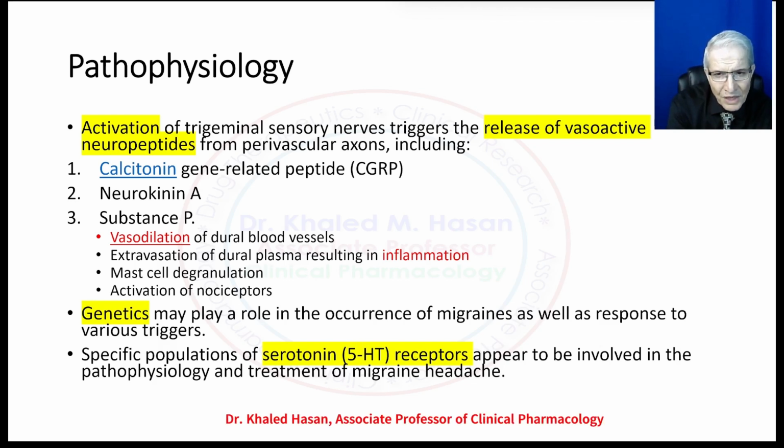Some genetic factors may play a role in migraine and in the response to the various triggers. Some people may be sensitive to some of these triggers, and other people to different triggers. We're going to speak about the triggers of migraine. Then we have the specific type of receptor responsible for migraine. This receptor is called the serotonin 5-HT receptor. We are going to discuss that in detail in the next slides.